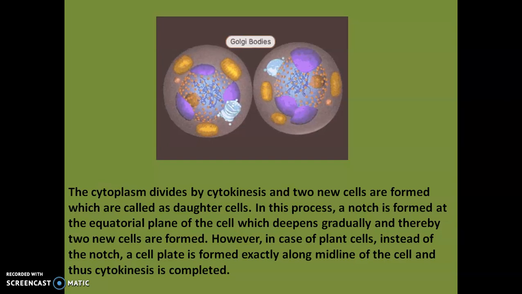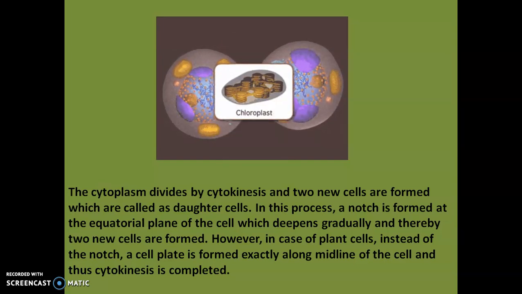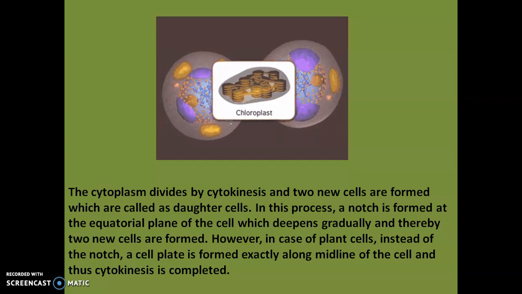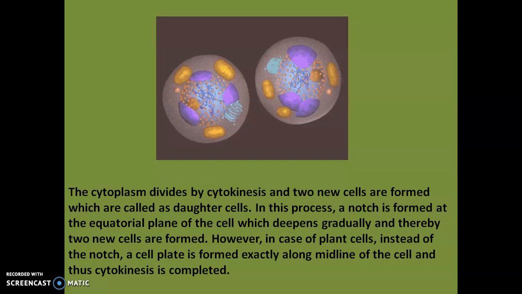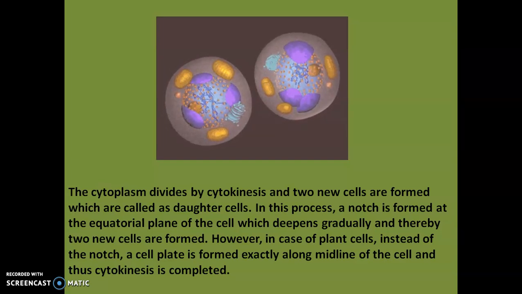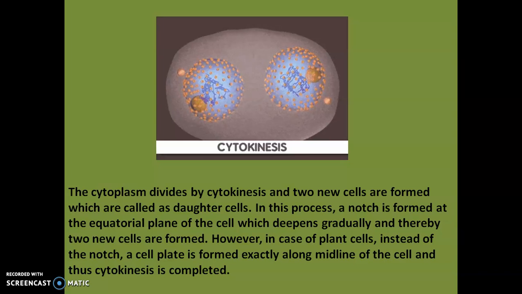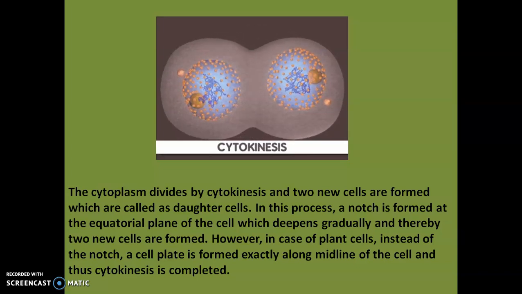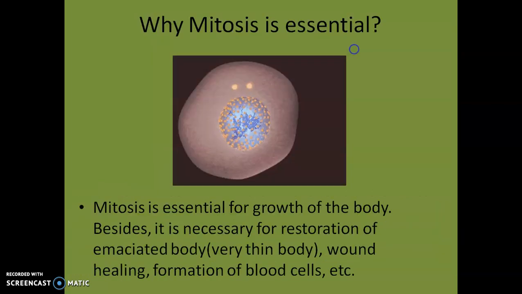Now even a plant cell divides the same way. So in case of a plant cell, instead of the notch, a cell plate is formed exactly along the middle of the cell and thus cytokinesis is completed. Okay, so both phases, that is karyokinesis, nuclear division, and cytokinesis, that is cytoplasmic division, are completed, and from one cell we get two daughter cells.